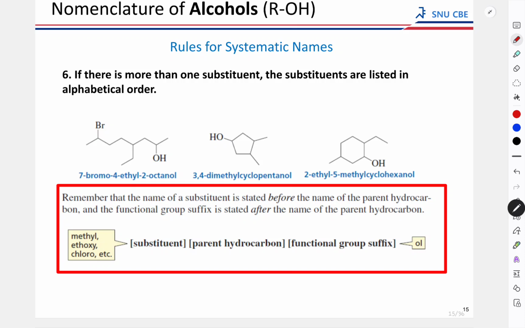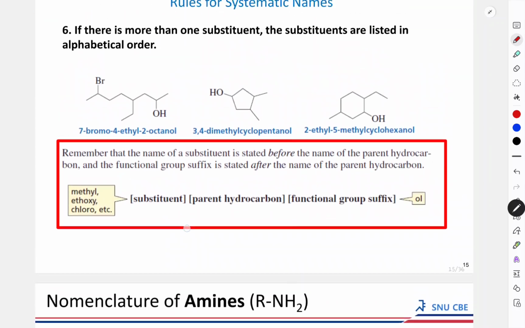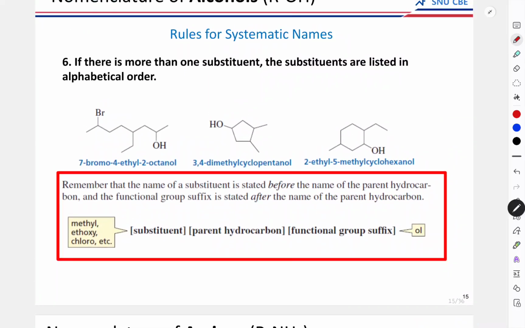Okay, let's read on. Substituents should be listed in alphabetical order. So in this case, you have a bromo group and an ethyl group, right? Then B should come first, then E. That's why you put bromo first, then ethyl. Okay. Here you have methyl and, yeah, this is not a difficult one. What about this one? You have ethyl and methyl, right? In this case, ethyl should come first because E comes first in the alphabet. Okay, then M of methyl.